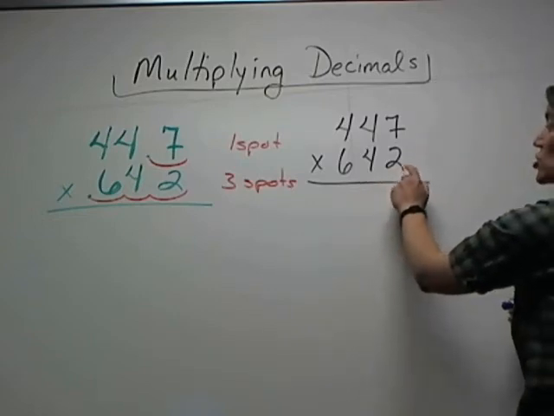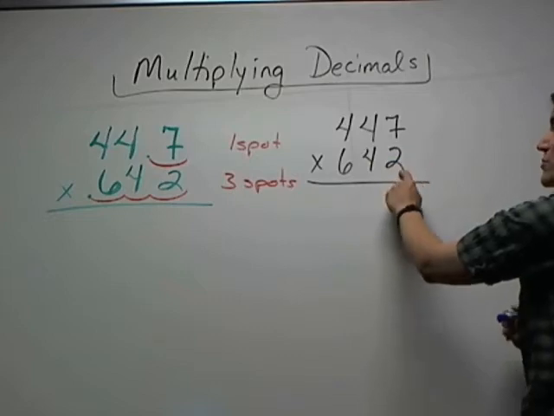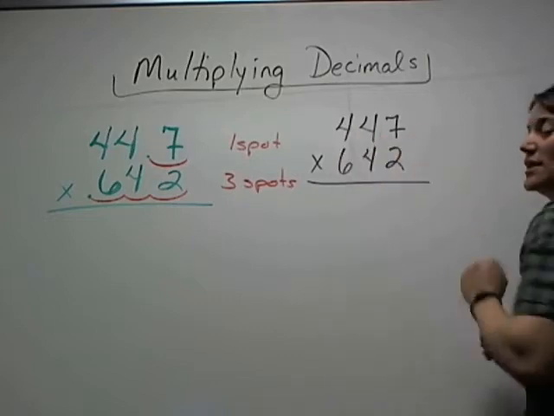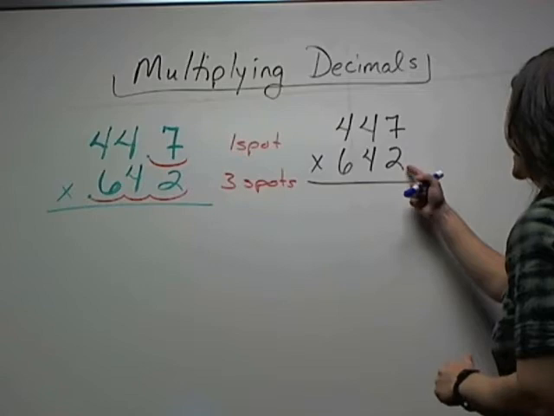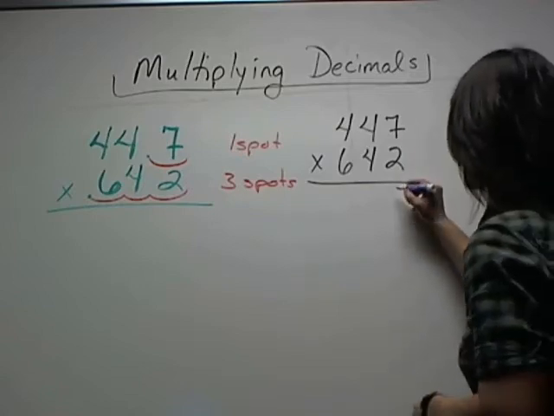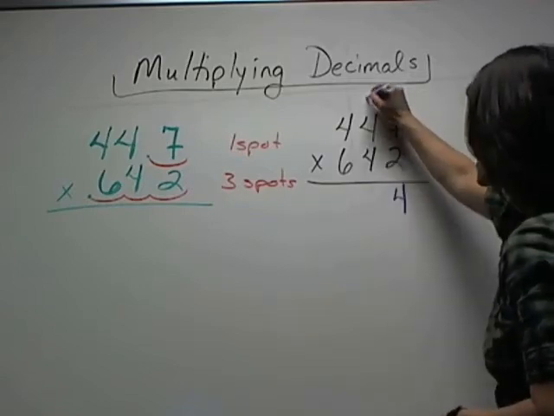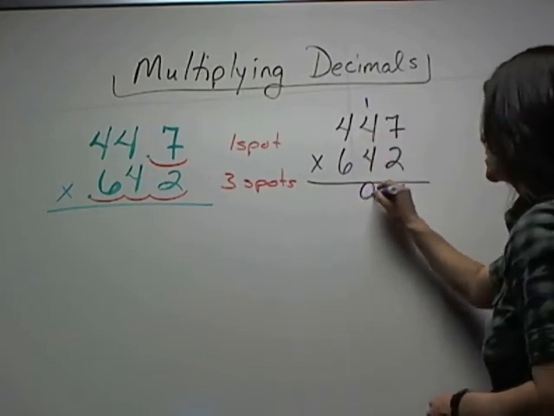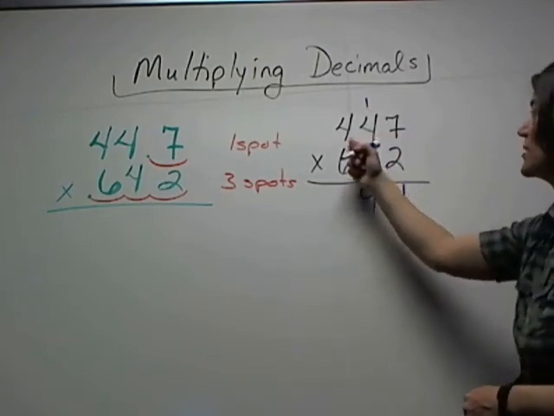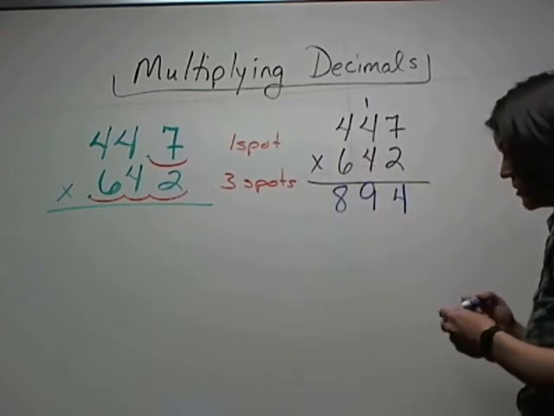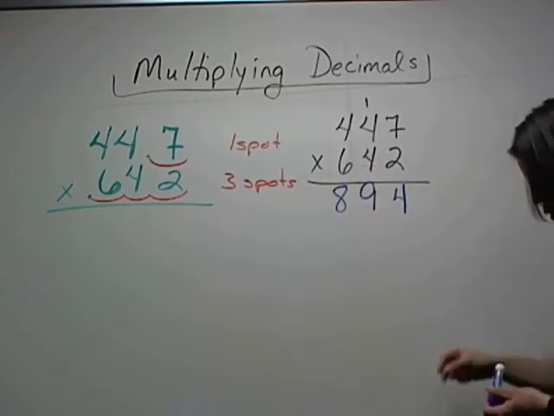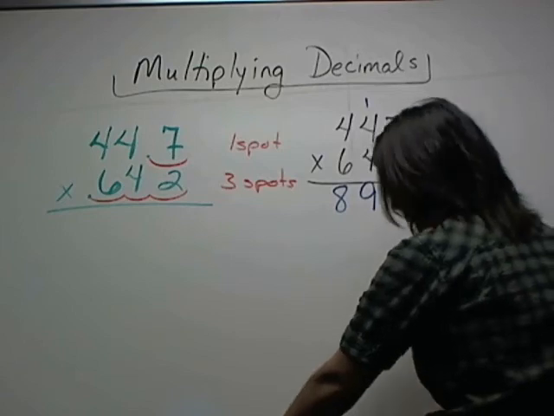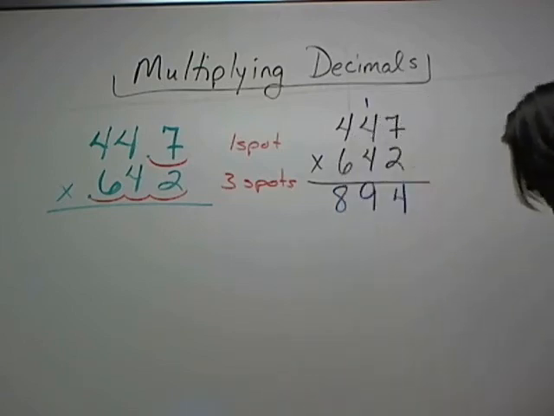We start here with the 2, and we're going to distribute or multiply the 2 to every digit in our first number. We take 2 times 7 and get the 14, put the 4 down and carry the 1. 2 times 4 is 8, plus 1 is 9. 2 times 4 is 8. Now we're not done, that was just multiplying one of our digits. We have several more digits to multiply.